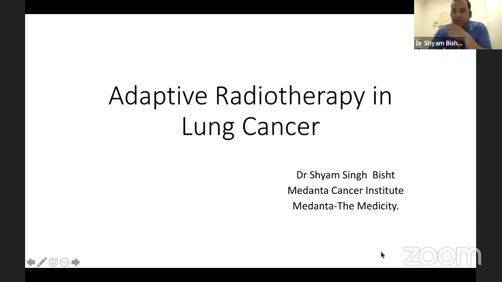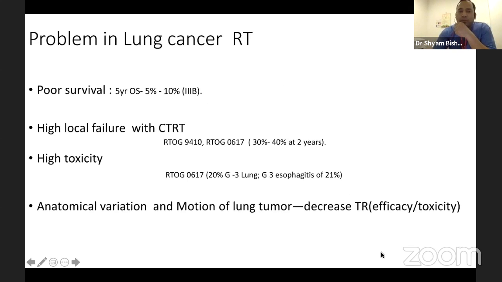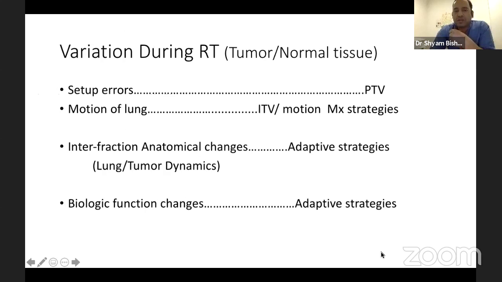So I will be talking on adaptive radiotherapy in lung cancer. The problems in lung cancer are poor survival to the tune of 5 to 10% in stage 3B, high local failure with chemoradiation, high toxicity, and a lot of anatomical variation and motion of the lung, which results in a decrease in the therapeutic ratio. The variations during radiation are setup errors, which are taken care of by PTV margins, motion of the lung by motion management strategies, interfraction anatomical changes by adaptive strategies, and biological functional changes, which will also be dealt with by adaptive strategies.